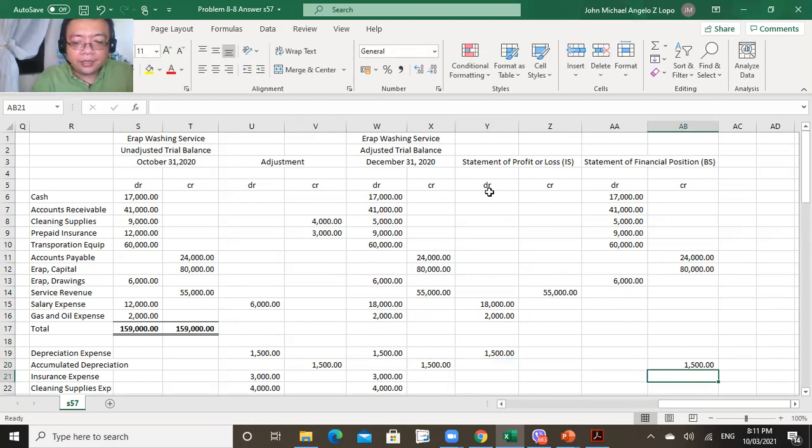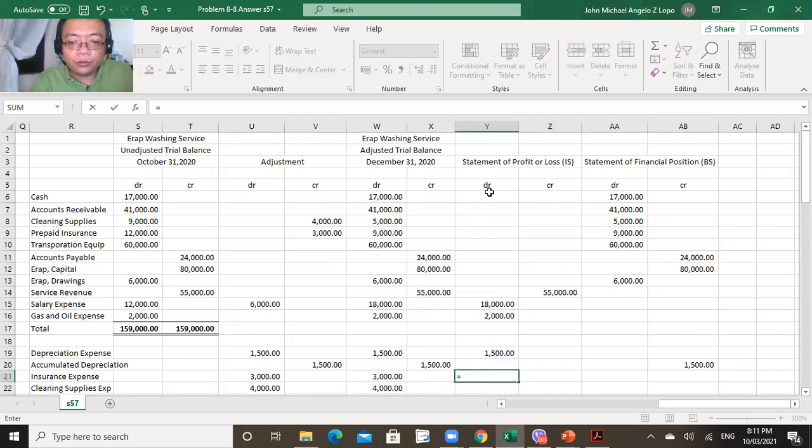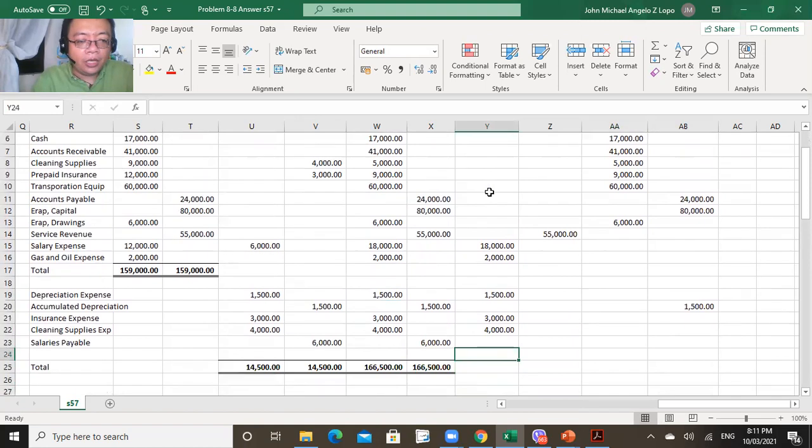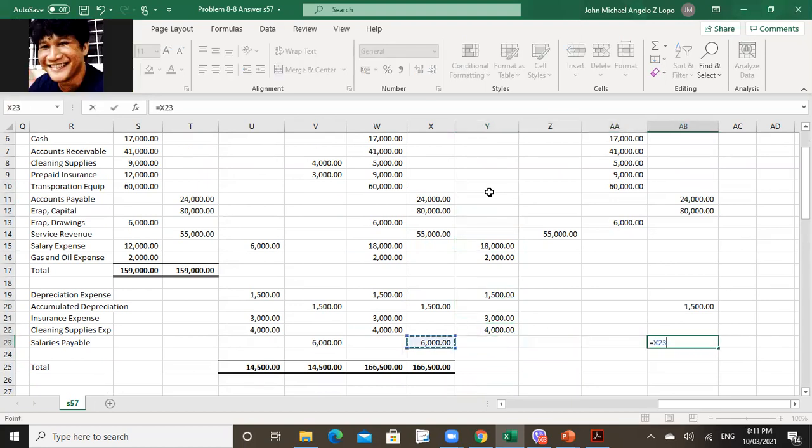Next, insurance expense. Insurance expense is part of your income statement. Cleaning supplies also is part of income statement. How about salaries payable? Of course, salaries payable is part of the balance sheet. So ganun lang. So we are done.